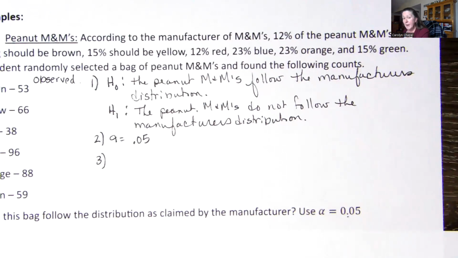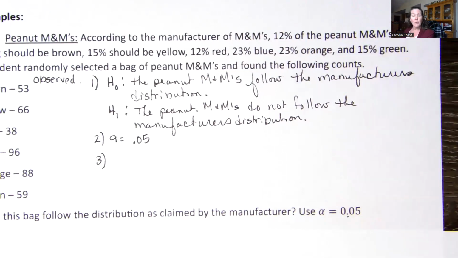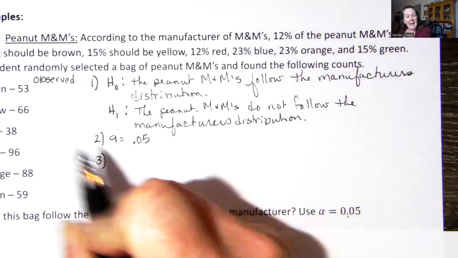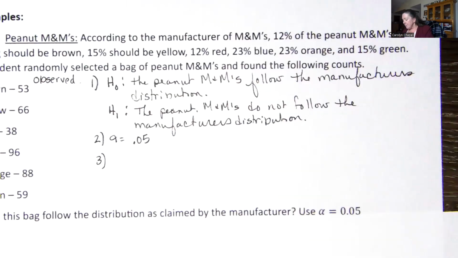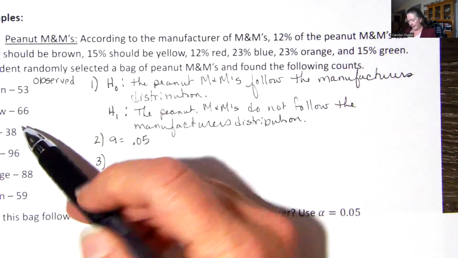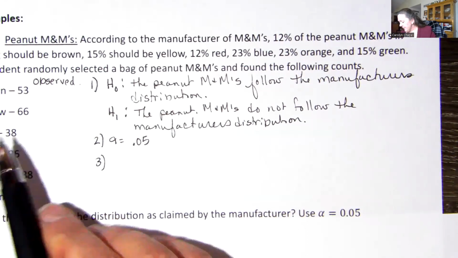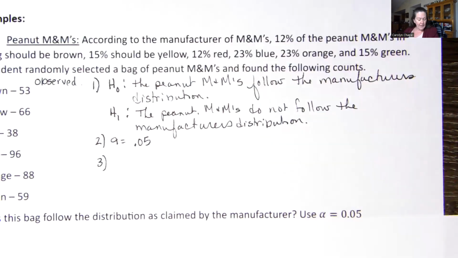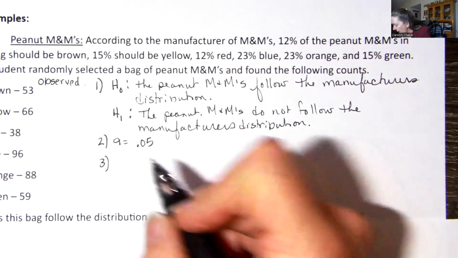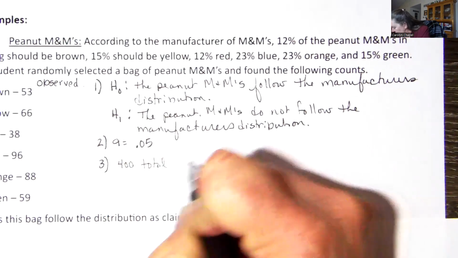What would we expect if this was true, if they followed that distribution? How many brown would we expect to see? How many yellow? How many red? So the first thing I need to do is find out how many M&Ms we're dealing with. So I'm going to add up all of these values: 53 plus 66 plus 38 plus 96 plus 88 plus 59. And I have that we have 400 total M&Ms.